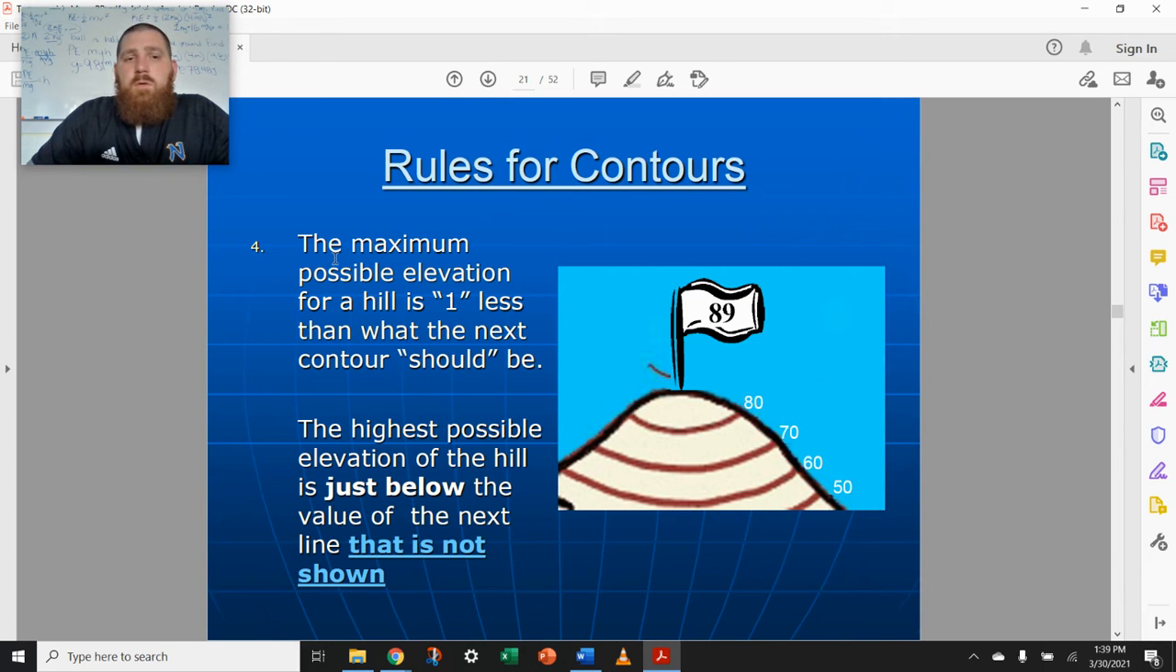All right. The maximum possible elevation for a hill is one less than what the next contour line should be. So if our contour lines are spaced out by 10 feet or 10 meters each, and the highest contour line we have is 80, that means the maximum possible elevation for this hill is 89, because if it hit 90, we'd see a separate contour line for 90 right there at the peak.